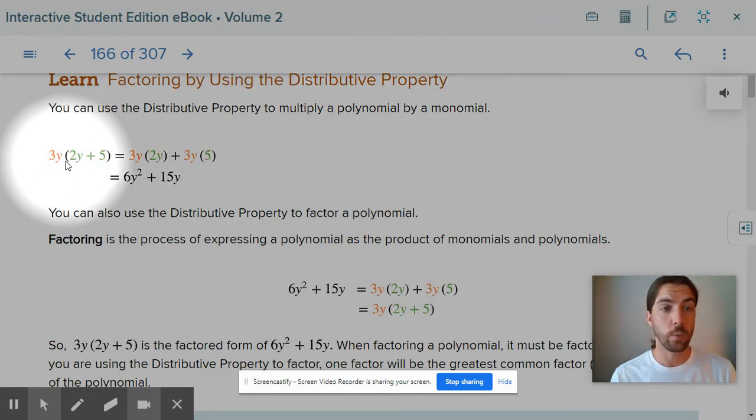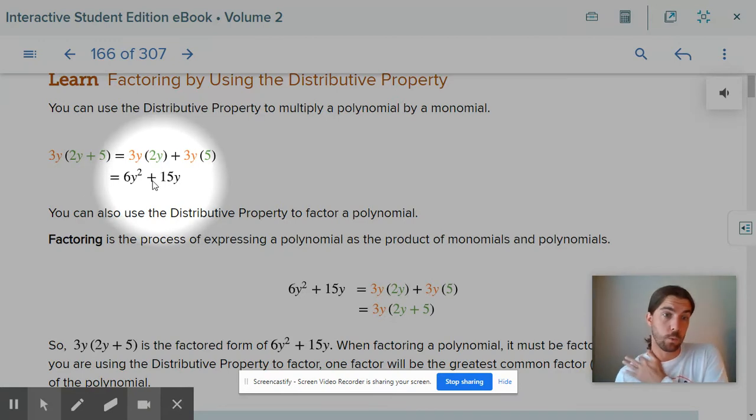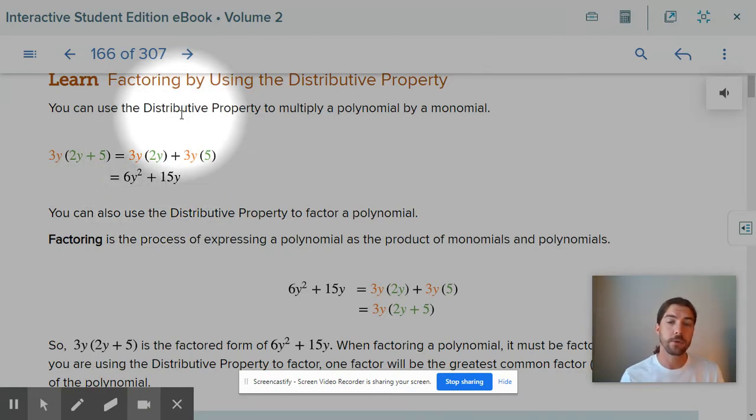Here it's showing that 3y times (2y plus 5) equals 3y times 2y plus 3y times 5, which gives you 6y squared plus 15y. So let's take a moment here to describe why this is the case. First of all, distributive. Distribute means to sort of pass out, to spread out between multiple things. So we're spreading out this 3y between the 2y and the 5.